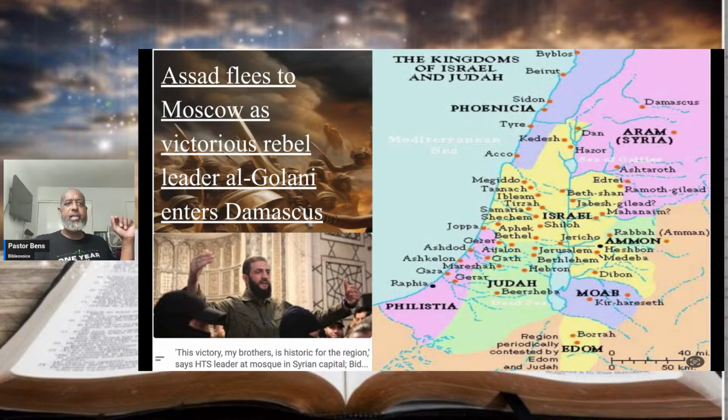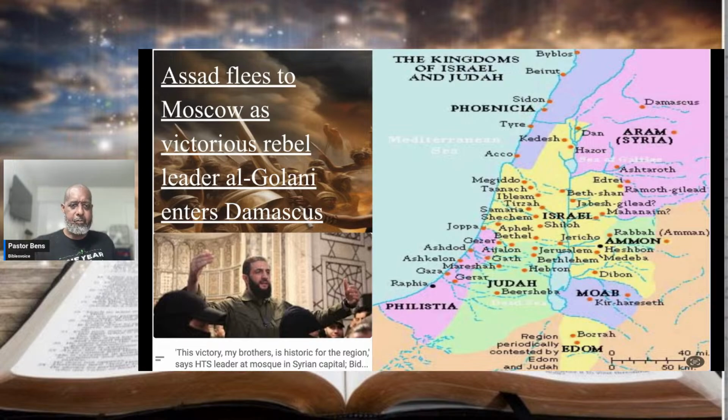Well, there's no more government. There's no more government in Damascus. Look at the headlines. Assad, who was the president of Damascus, he left. He said deuces, and he flees to Moscow. Victorious rebel leader al-Golani enters Damascus and takes it over.